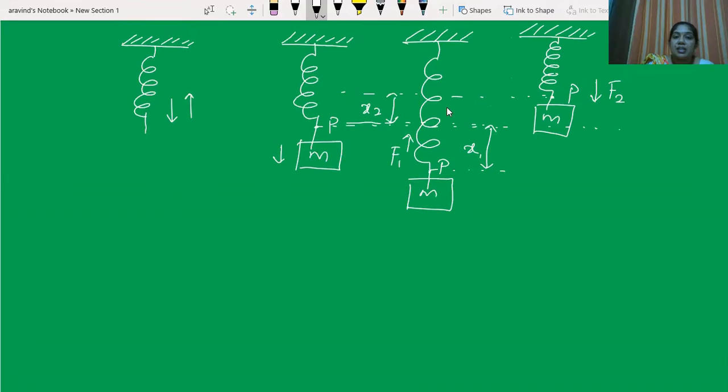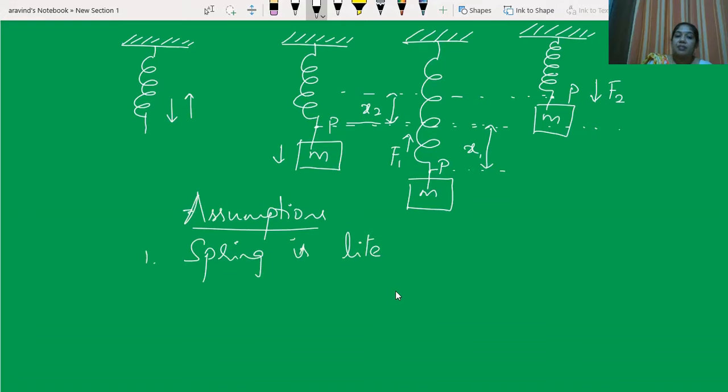Now, before we understand this kind of oscillation, let us make some assumptions, because if I don't make assumptions, I may have to consider many other parameters. So let me assume that the spring is light in weight. I am not considering the weight of the spring. If I add the weight of the spring, that will also add up to the total mass. So let me assume the spring is lightweight. And the second assumption is that the restoring force is proportional to the extension in the spring.